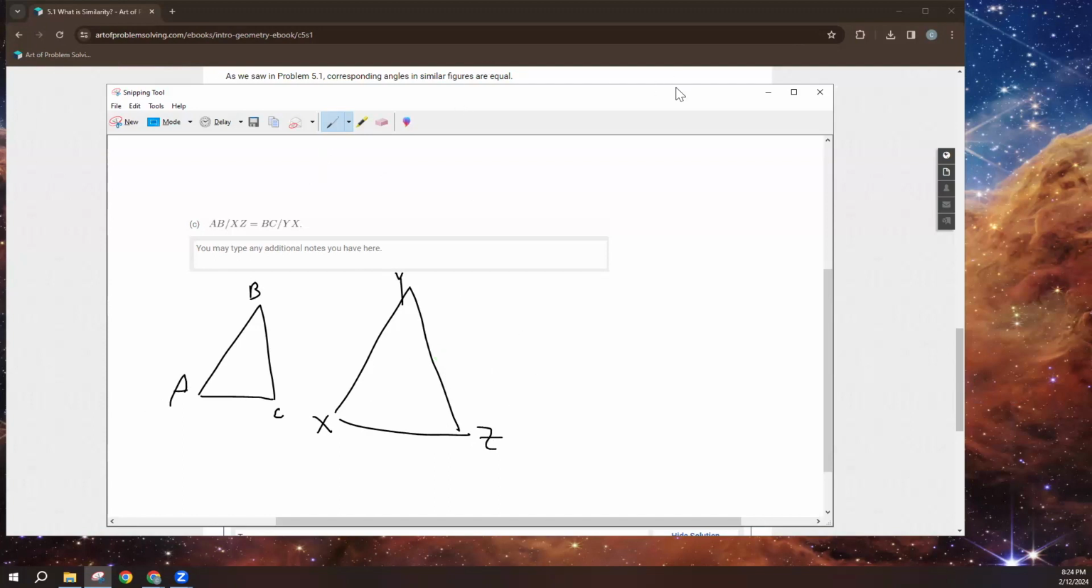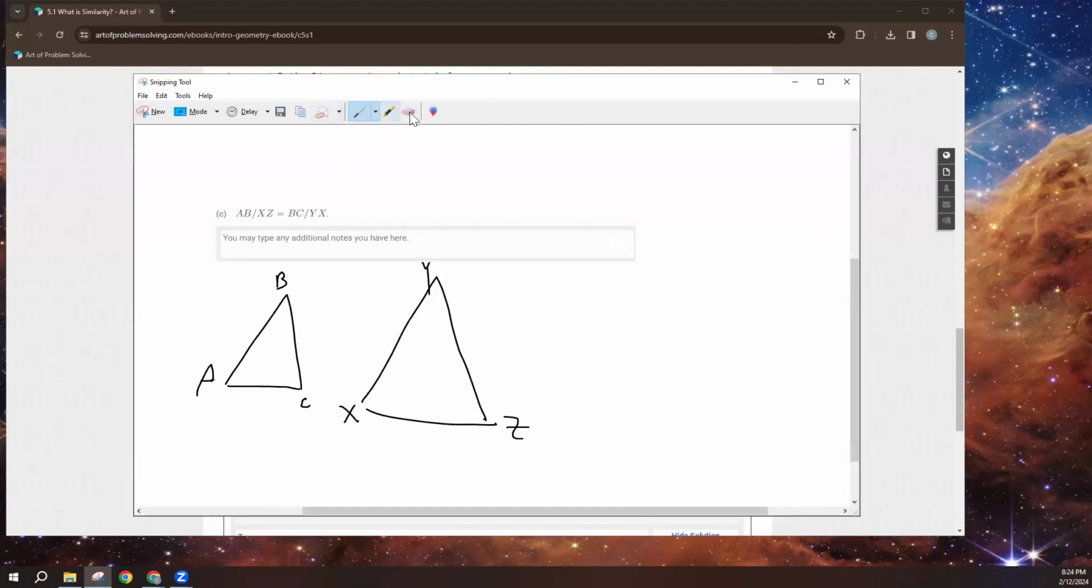Did I label that wrong? Y, X, Z. Didn't look right. So I think I have these backwards. There we go. So now this is supposed to be Y and this is X. Is this statement true? What do you think, Nancy?